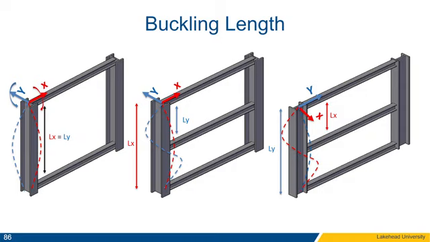It is worth mentioning also, if we have a column like that, and I am drawing an elevation view, obviously if the column is constrained in the middle, so that will be the buckling length. So if the column has a full length of L, the buckling length will be L over 2.